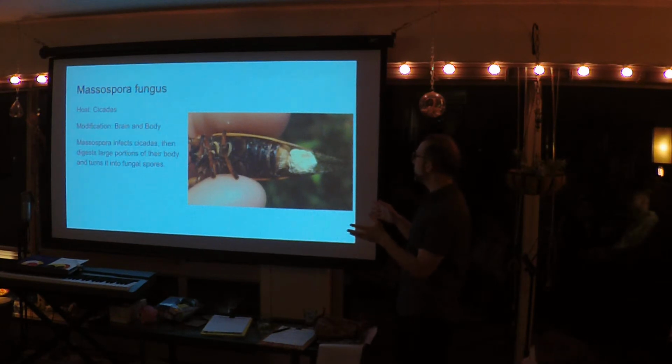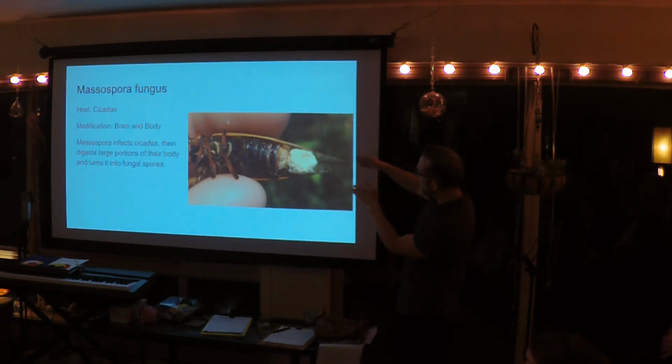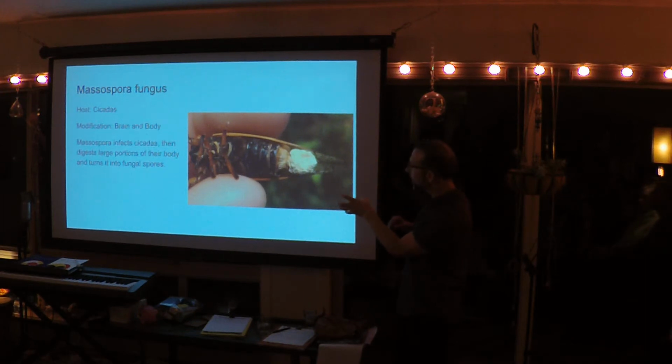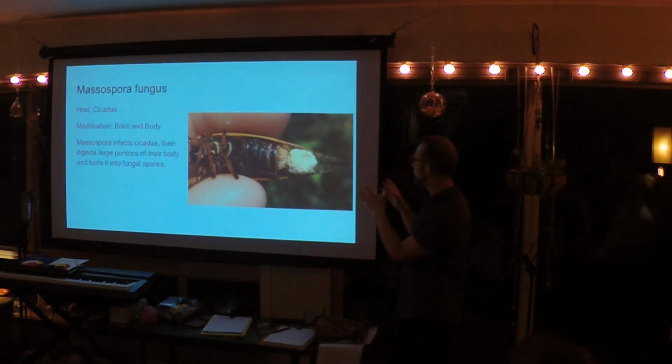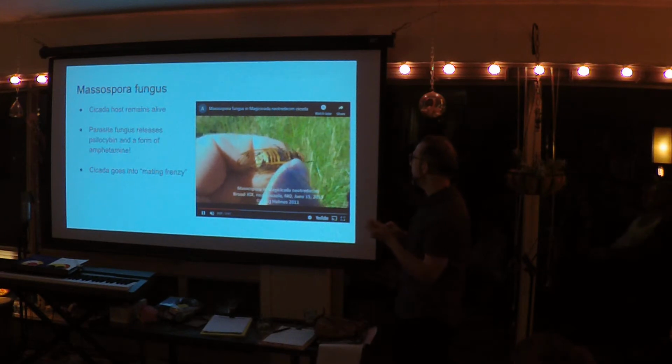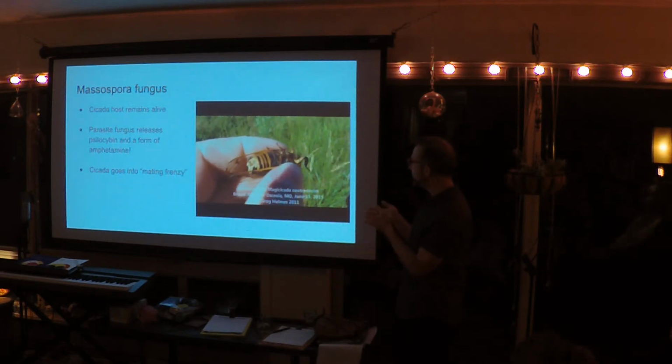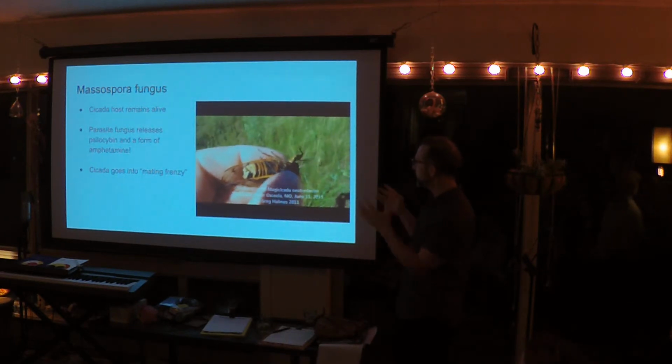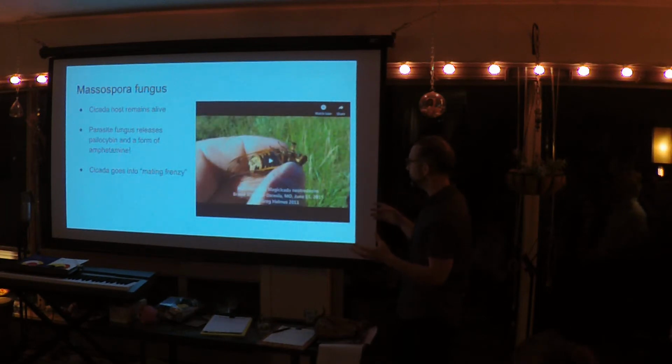This is a Massospora fungus. It infects cicadas. It's a fungus. The last third here is actually the fruiting body of the fungus here. But the cicada is still alive, as you'll see in a moment, which is completely crazy. What happens is that this fungus injects the cicada with a mixture of psilocybin and a form of amphetamine, keeps the cicada alive, and then turns it into this crazy kind of mating frenzy.